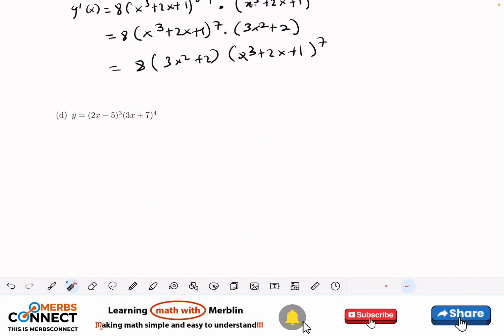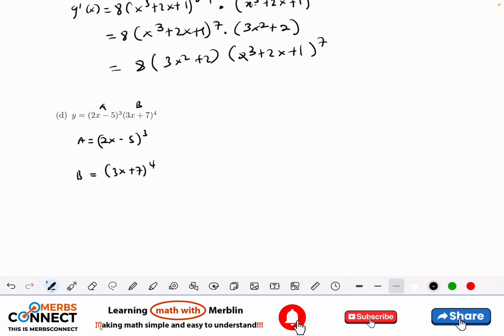Which rule are we going to use? The rule that we are going to use here is the product rule. We've learned the product rule. We said if I have two functions that are multiplying, then I'm going to choose the first function to be A, and the second function to be B. So A is equal to (2x minus 5) to the power 3, and B is equal to (3x plus 7) to the power 4.